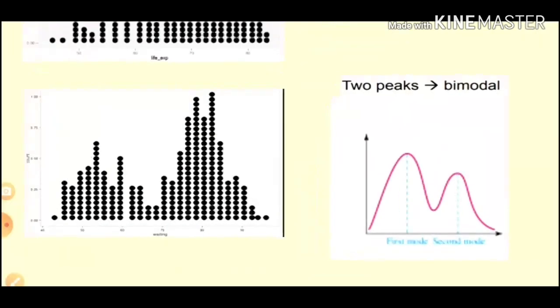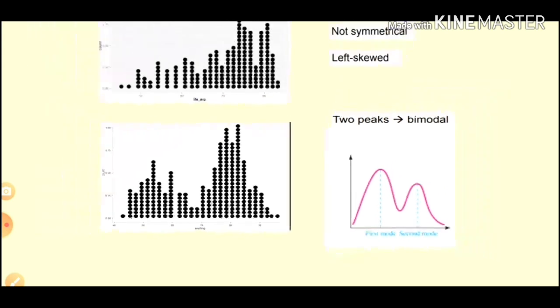Right, okay, next one. How many peaks are there? Second picture. There are two peaks. I'm going to call it bimodal. So I have one major and one minor. One major around 80, and one minor one around 53-ish.